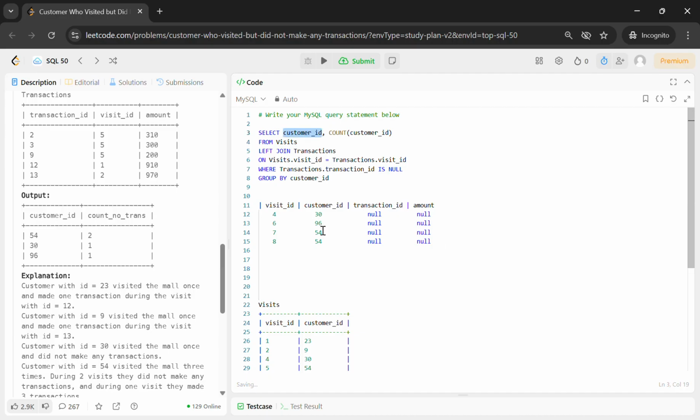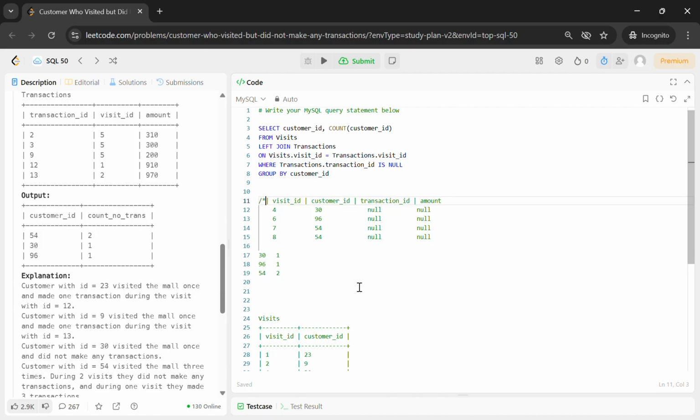Customer ID 30. I will get 30. Count the customer ID. How many times is this customer ID there? One time. Next one, 96 is the second customer ID. How many times is it there? One time. Next ID is 54. How many times is it there? It is two times. Okay. So this will be the final result table, and this is what we want.